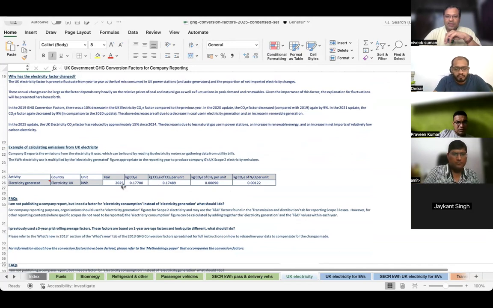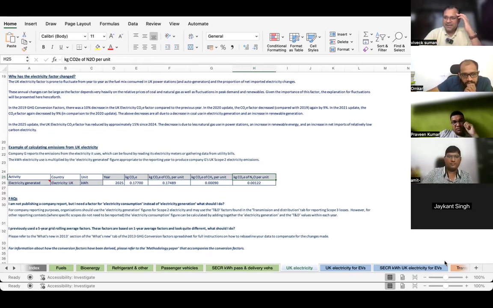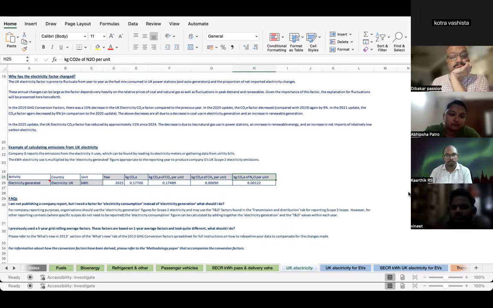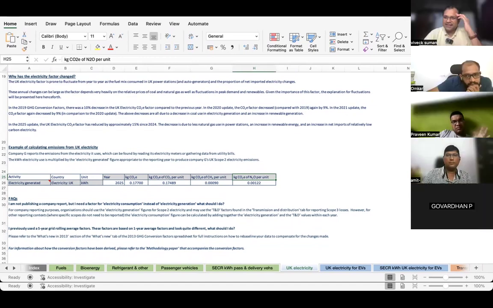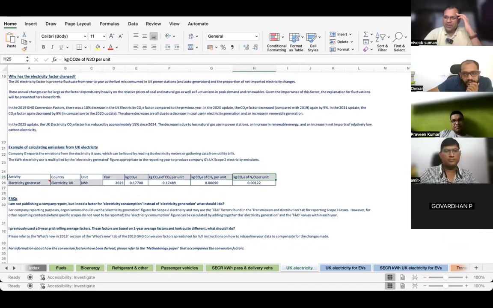How many people understand why they have shown them separately? How many understood that here it says kg CO2 equivalent, and here too it says kg CO2 equivalent? This is CH4, this is CO2, this is N2O, and then they have this number. Which number will you be using? Okay, Amit knows it. Amit, keep quiet for 2 minutes. Let everybody run their brain cells. Who knows? Okay. Tell me.